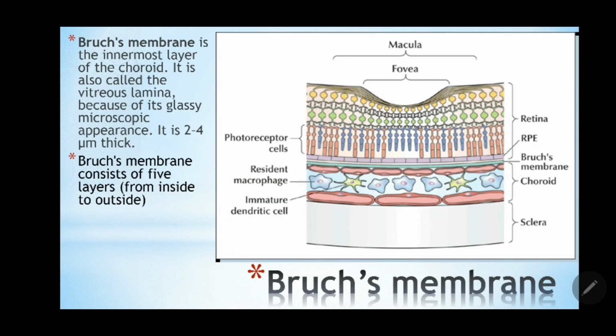Next word we need to understand is Bruch's membrane. Look here. Now Bruch's membrane, as I told you, from outside to inside, this is sclera, the fibrous layer. Then this is the choroid, the vascular as well as pigmented layer, and this is the retina. So in between the retina and choroid is the Bruch's membrane, right? This is the Bruch's membrane. Now I will teach you about the Bruch's membrane.